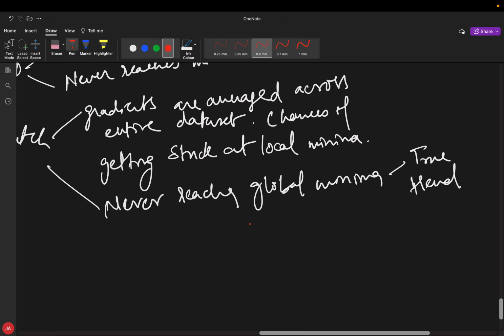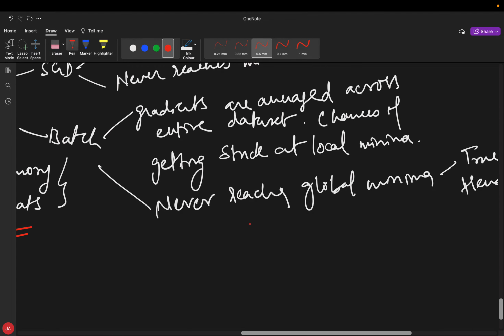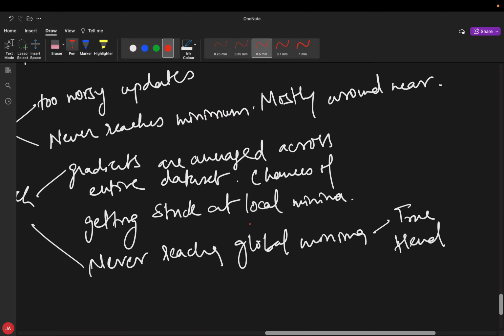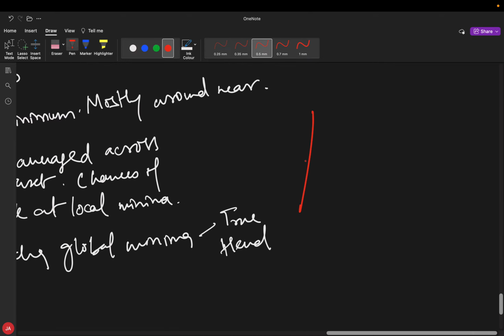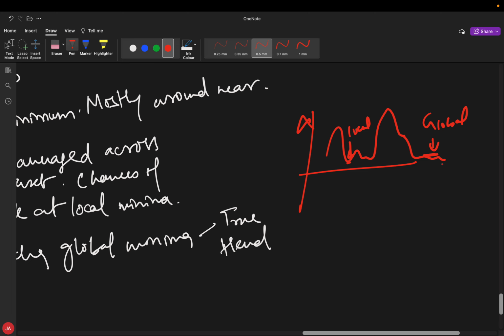Gradients are averaged across the entire data set, so there are chances of getting stuck at a local minima and never reaching the global one. So let's say for a non-linear function like this, this is my global minimum and this is my local. This is less than this, so I want to reach here, but if I use just one gradient update, I might end up here, at the local point, not the global point.